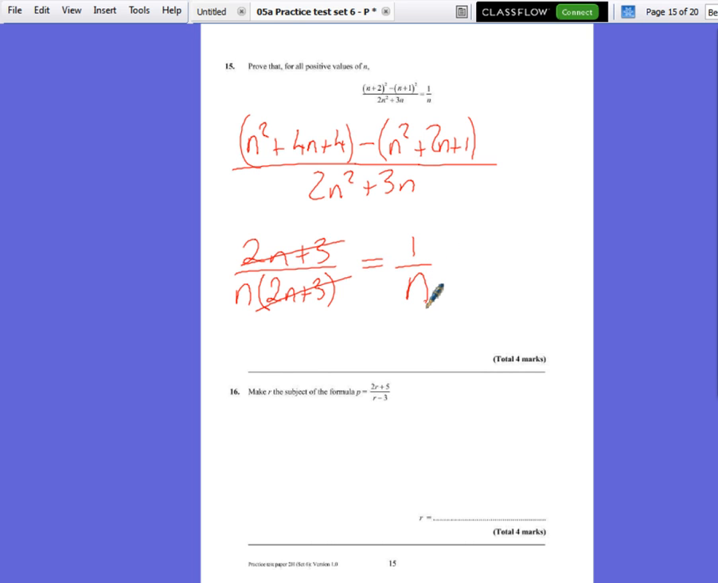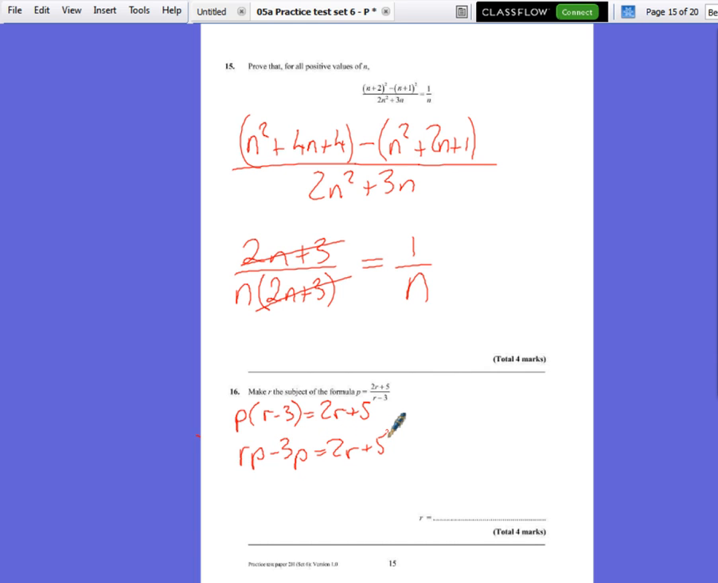Question 16. Make r the subject of the formula p equals (2r plus 5) over (r minus 3). When you've got two of the thing that you're after, we need to get them all on the top, get them all to the same side and factorise. So on this one, the first step I'm going to do is multiply both sides by r minus 3. To expand that out, you have rp minus 3p equals 2r plus 5.